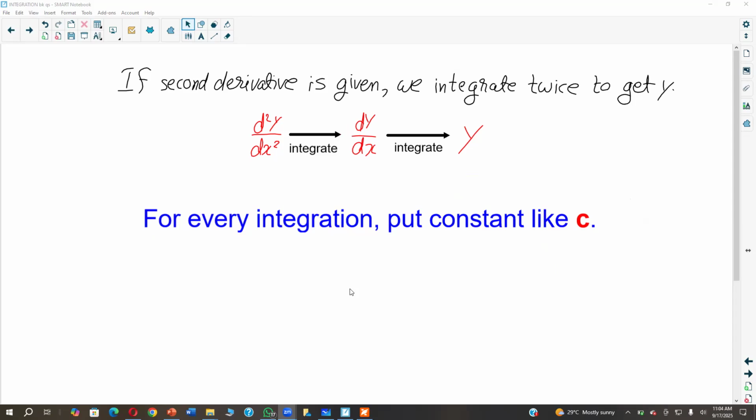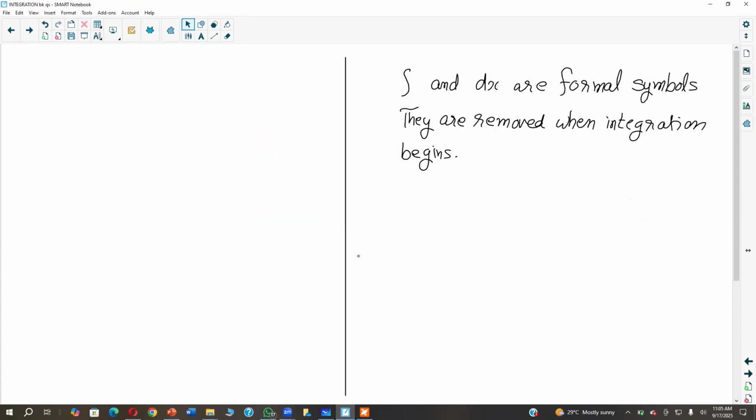Now, for the second derivative, you integrate once, it becomes dy upon dx. When you integrate it a second time, it becomes y. So every integration you have to put c. So you have to integrate twice. When you come across a double derivative, you have to integrate twice. Now this wave-like symbol and the letter combination dx are formal symbols. So once you integrate, they can be removed.